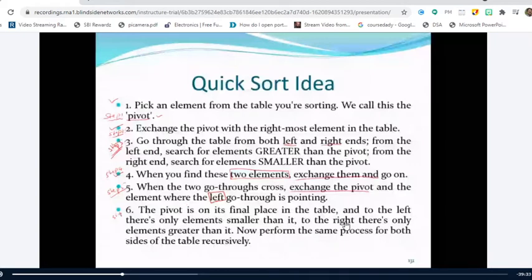Once you reach this position, you apply quick sort on the left sub-array and the right sub-array separately, and this process is repeated until the entire list of elements is sorted. So you apply the recursion method, and then you can implement quick sort. Is it clear?